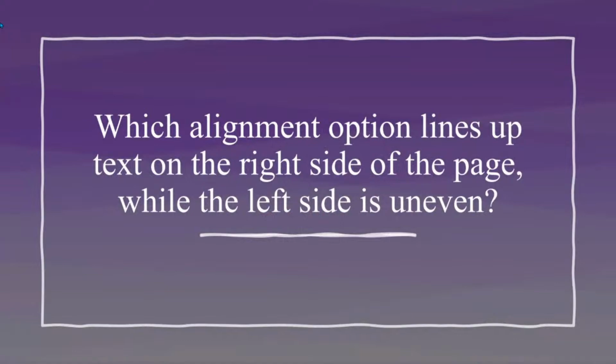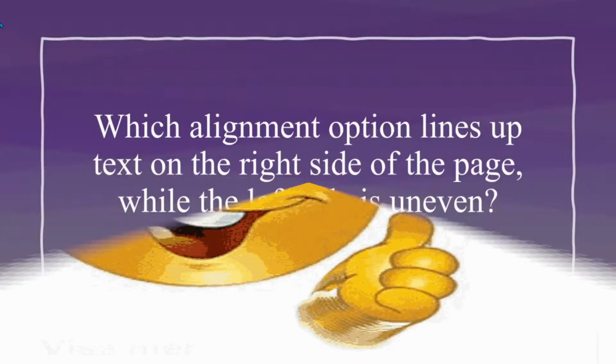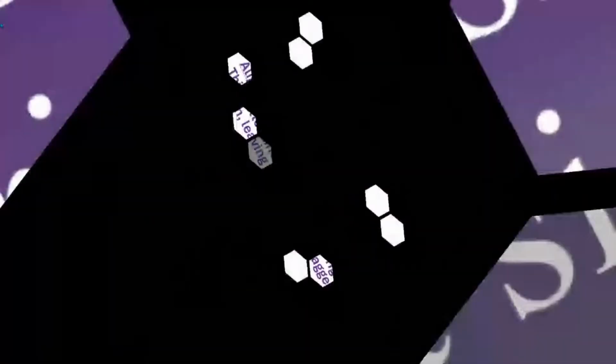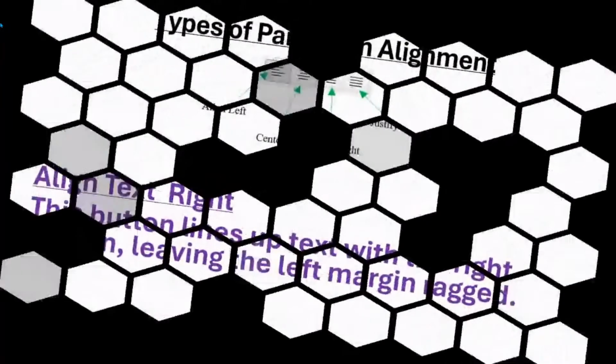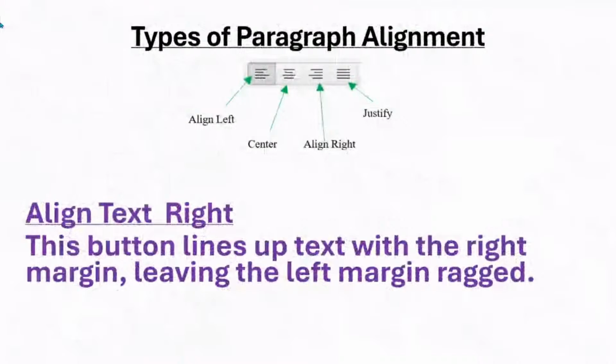Right align. Very good, guys. So indeed, you guys are correct. So the right align or align text right, this button lines up text with the right margin, leaving the left margin ragged. So the right side is even while the left side is uneven. Moving right along into our next question.